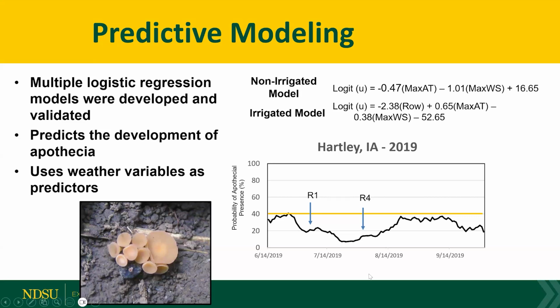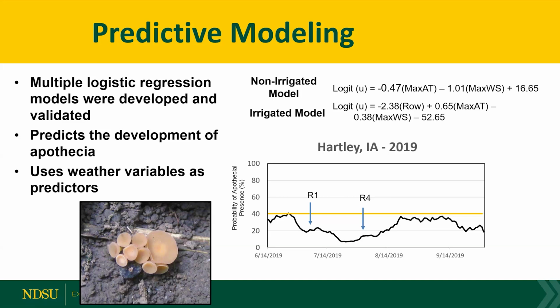Now, this black figure here, this is what we call our daily risk value. That moves up and down throughout the season, okay? And I put these blue arrows between the R1 and R4 window. So again, that's our susceptibility window. That's the only time when white mold infection can occur.